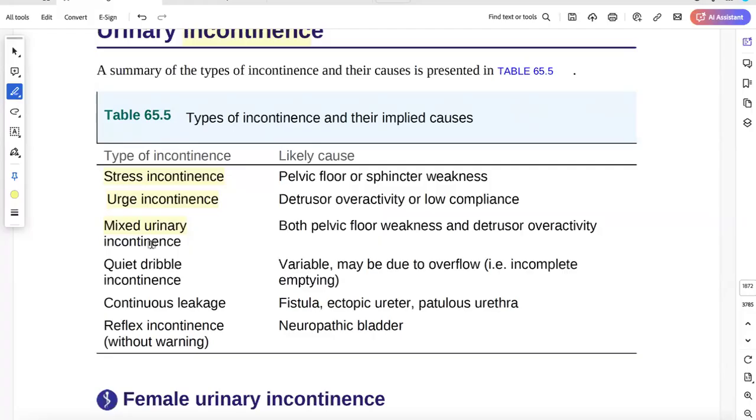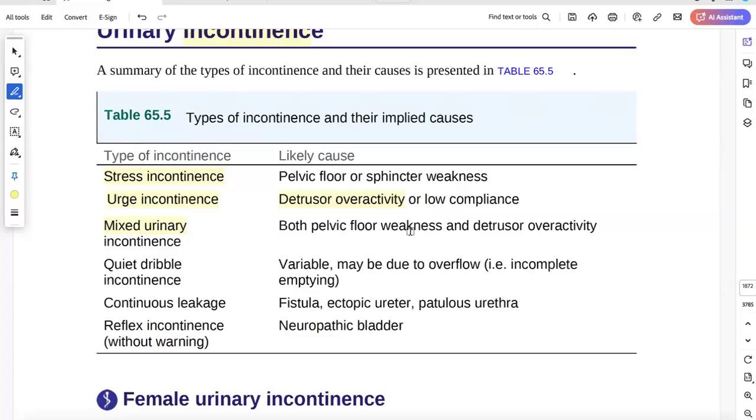Whereas urge incontinence is mainly that the bladder muscle, which is the detrusor muscle, is overactive in this patient. So even though there is a small amount of urine accumulated in the bladder, the muscle is quite hyperactive, and it always gives the patient a sense that you need to go. Sometimes the urge is so much that even before going to the toilet, they start to leak urine on the way to the toilet. So that's urge incontinence.